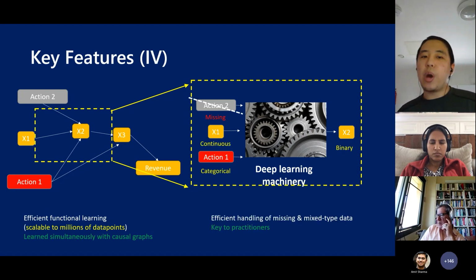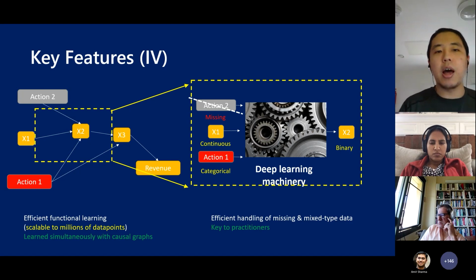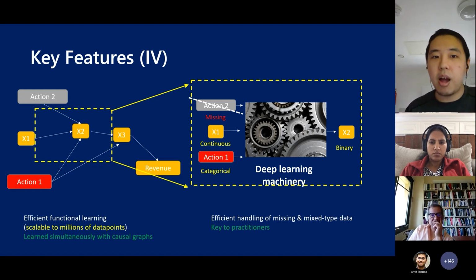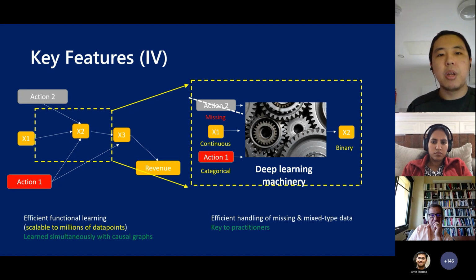And finally, when it comes to practical applications, you might notice that when you gather observational data, some variables might be missing, and some variables might have mixed-type data, which means some variables are continuous, for example, and others might be categorical or binary. Our tool can handle this kind of missing data and mixed-type data at the same time, which is very crucial to real-world scenarios.